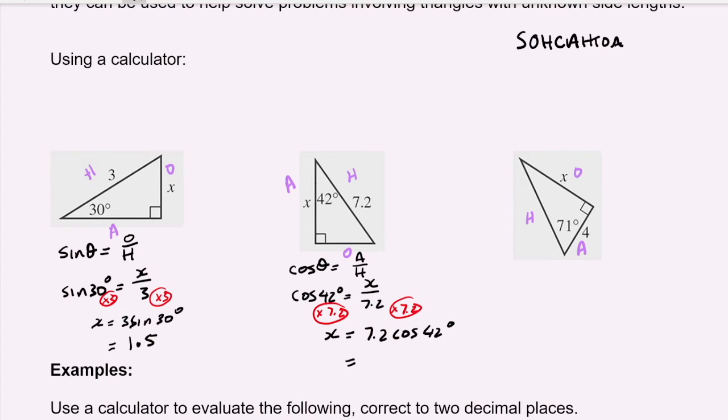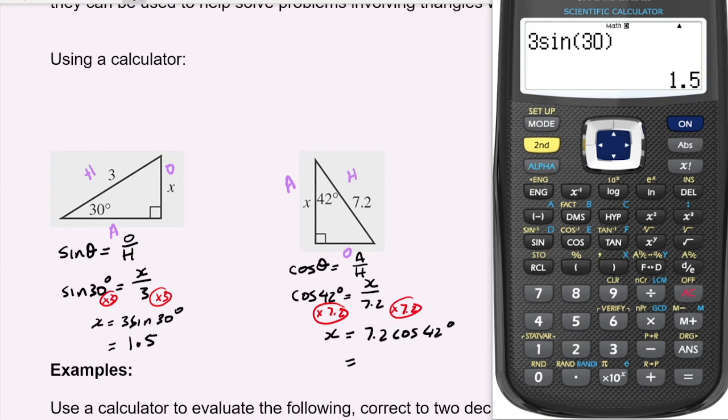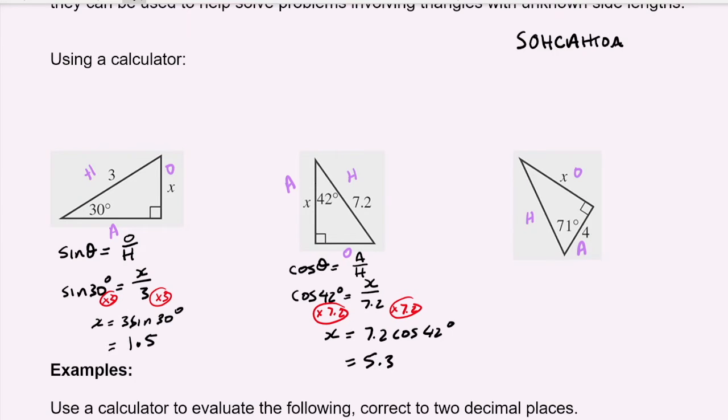Let's go back to our calculator. Alright, we have 7.2 cos 42. Close our bracket. Equals, let's round it to 2 decimal places there, and it's going to be 5.35. Okay, hopefully you're following along, hopefully you're getting the drift.